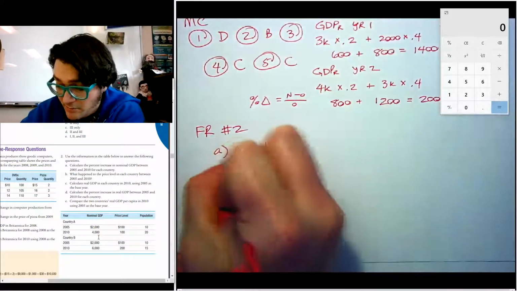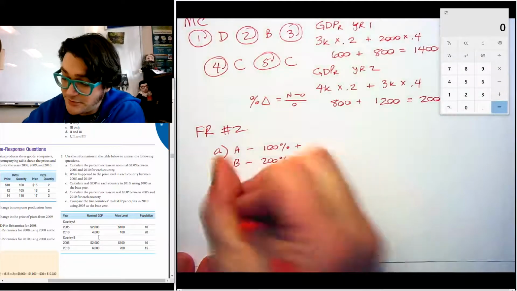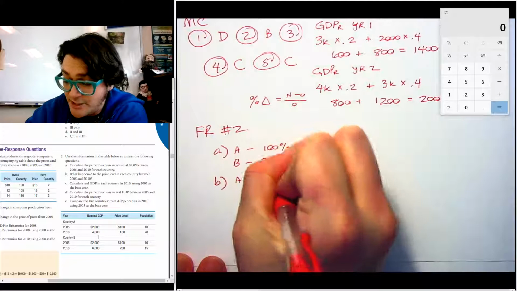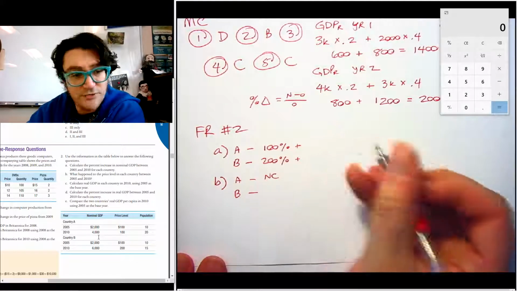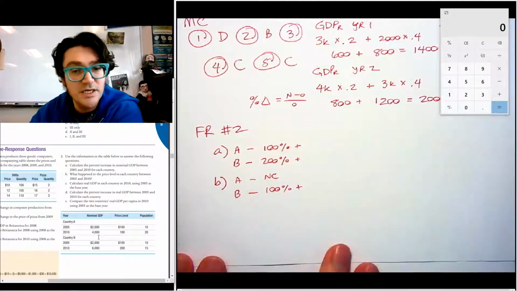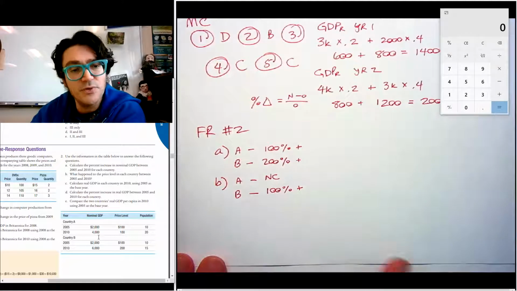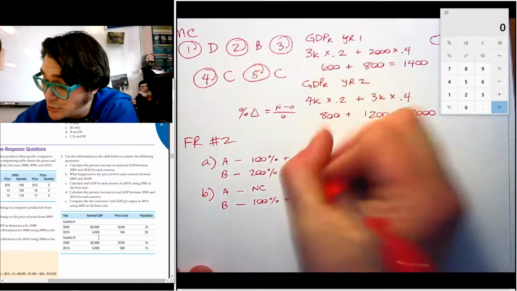Okay. B says what happened to the price level in each country between 2005 and 2010. So for A, there was no change. You can see it stayed the same. For B, it went from 100 to 200, so that's a 100% increase. And then C says calculate real GDP in 2010 using 2005 as the base year. This one's actually a little tricky to do.